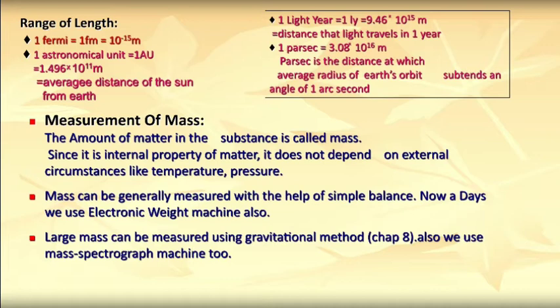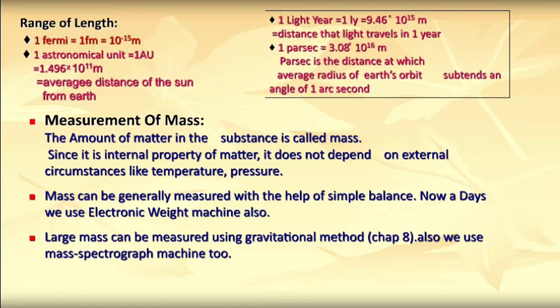In the same way, another bigger unit is 1 parsec. 1 parsec is equal to 3.08 into 10 raised to 16 meter. Parsec is the distance at which the average radius of the Earth's orbit subtends an angle of 1 arc second. So these are the big and small units of length.